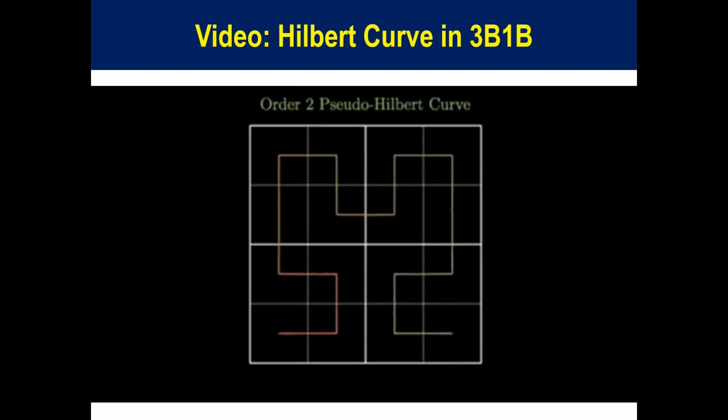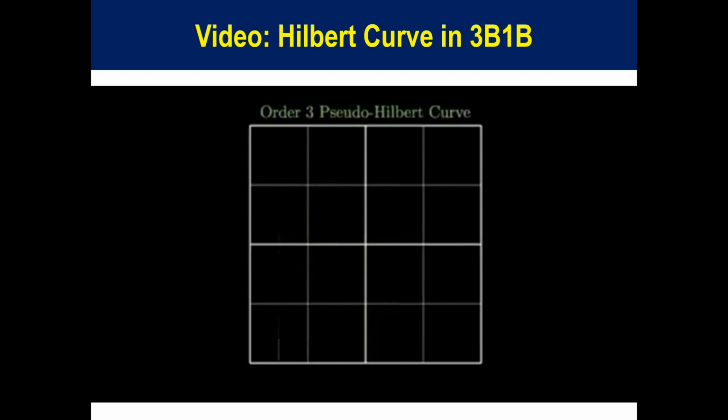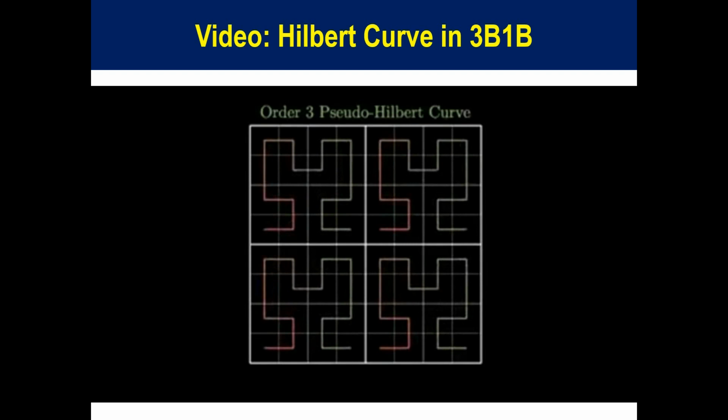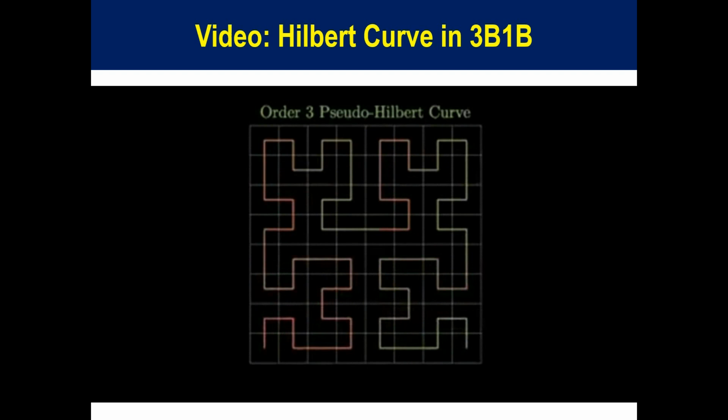Going from an order 2 to an order 3 pseudo-Hilbert curve is completely similar. You divide the square into an 8x8 grid, then you put an order 2 pseudo-Hilbert curve in each quadrant, flip the lower left and the lower right ones appropriately, and then connect them all, tip to tail. And the pattern continues like that for higher orders.